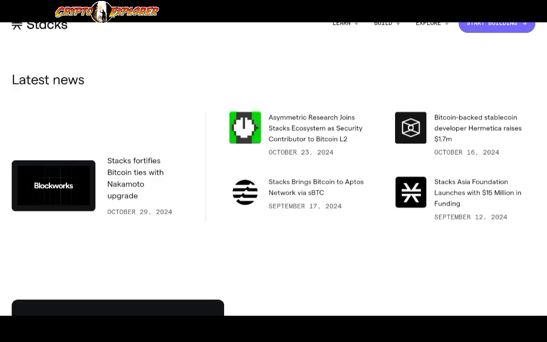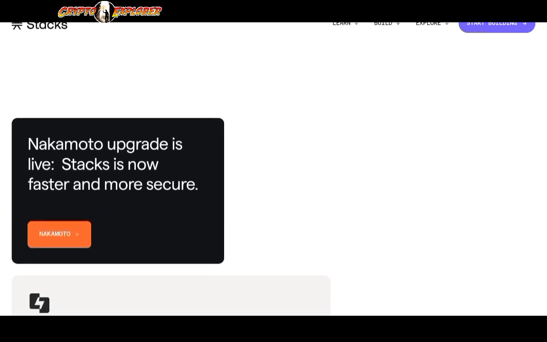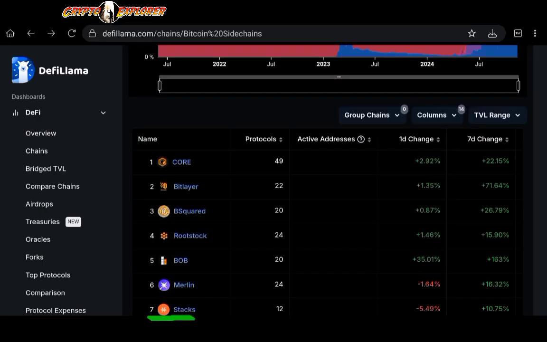It is designed to unlock Bitcoin's full potential by adding smart contract functionality and faster transactions. The recent Nakamoto update allowed substantial improvement to the transaction speed on the network from 10 minutes to 5 seconds. A significant upgrade, and while right now Stacks only ranks 7th on all the Bitcoin sidechains, it is still one of the most promising ones.